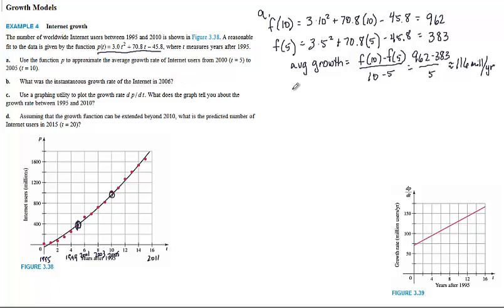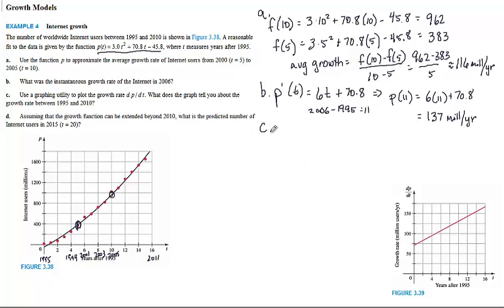What is the instantaneous growth rate in 2006? Instantaneous growth rate means I need the derivative. The average is just finding that slope. Instantaneous means find that derivative, so this would be 6t plus 70.8. They want 2006, so I need to figure out what that t is. So 2006 minus 1995 is 11. So I'm going to plug in an 11. P of 11 is 6 times 11 plus 70.8. And that is going to be, crunching those numbers, 137 million a year.